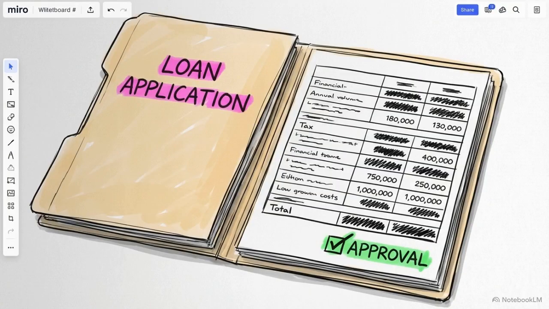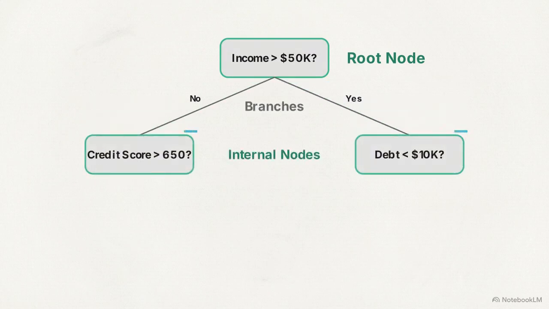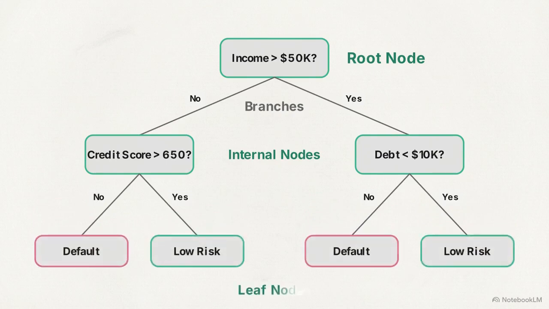To examine the architecture, consider a standard classification task, predicting whether a person will default on a loan based on income and credit score. The model starts at the root node. This is the topmost internal node of the tree, representing the most mathematically informative data split in the entire dataset. Moving down the branches, we encounter internal nodes. These feature tests further subdivide the data based on specific criteria. The structure terminates at leaf nodes. These endpoints contain the final class prediction derived from the sorted data.